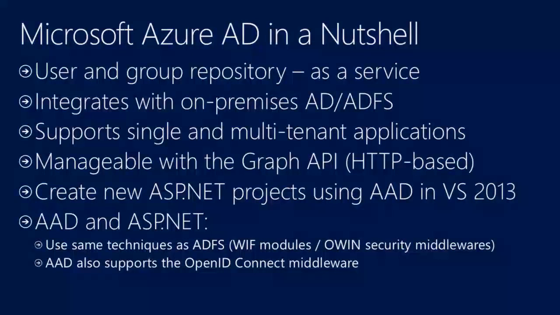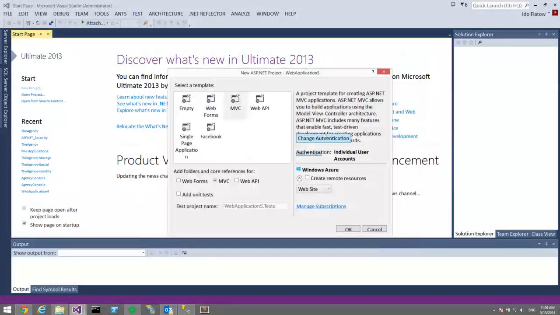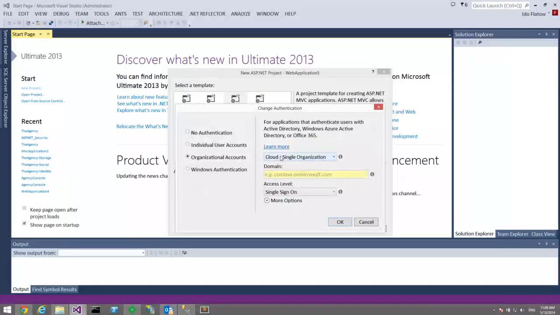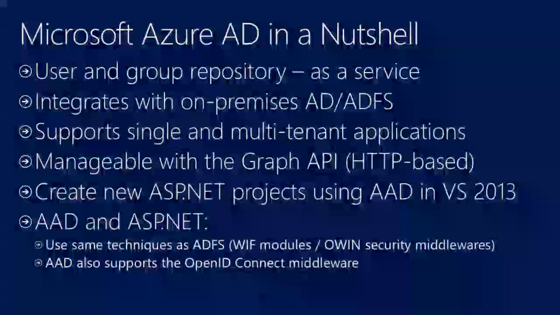If I just go back for a second to that same place, change authentication, organization, this option, cloud, just name your Active Directory here, press OK, and it will automatically create all the application settings it needs, and it will just place that secret password inside your web config, and you're done. You can use Active Directory. Okay, it's that simple.